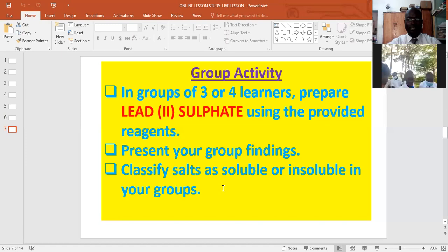Solid particles do not dissolve in water. I can't get you. Can you be audible? The solid particles do not dissolve in water. Of which salt? Which salt is that? Barium sulfate. Barium sulfate. Very good. Barium sulfate did not dissolve in water. What about lead 2 sulfate, the one that you are trying to prepare?